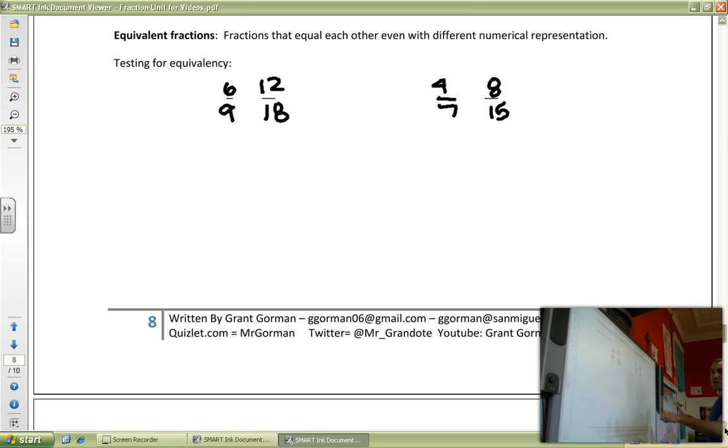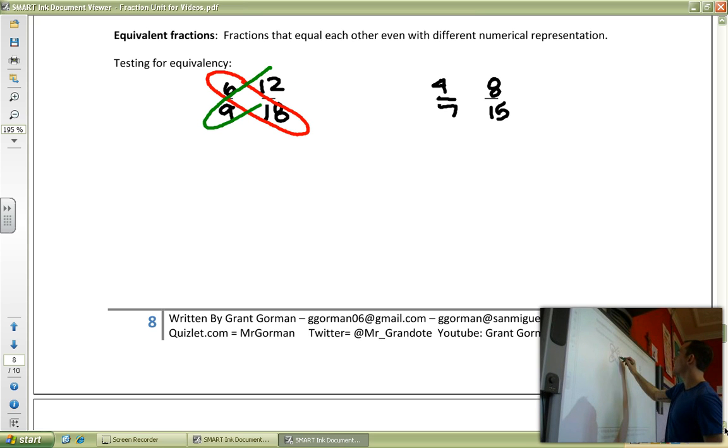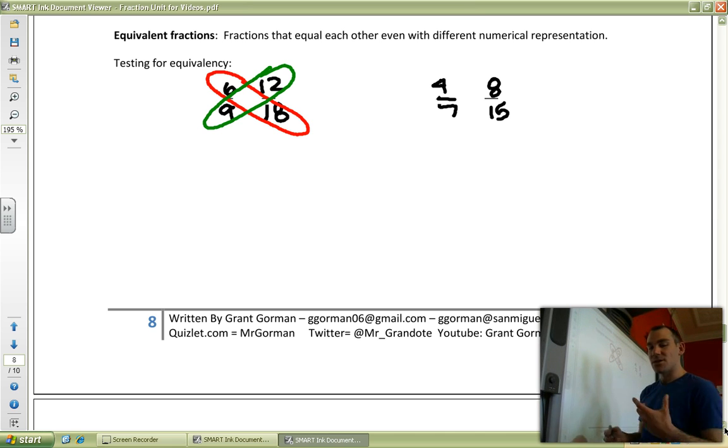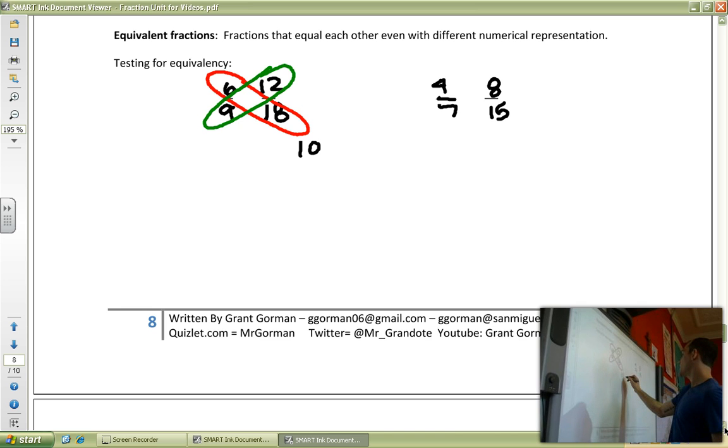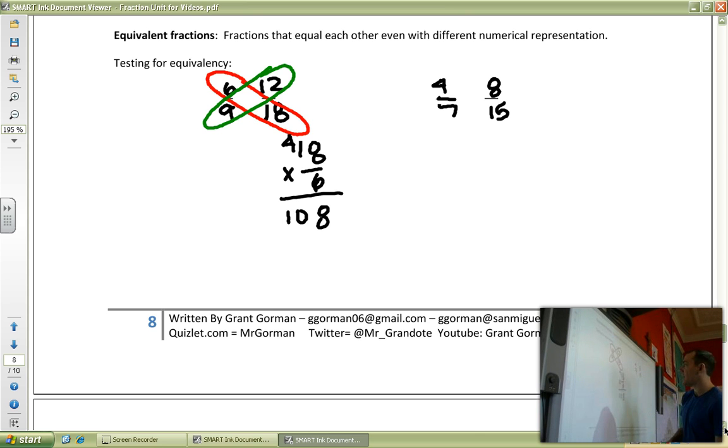When we're testing, we're going to use that thing called cross-multiplying, where we cross-multiply the numerator of one with the denominator of the other. So I'm going to make a cross, like this. In my first problem, I have 6 times 18. If you don't know what 6 times 18 is, don't be lazy, do the work. 18 times 6. 8 times 6, 48. 6 times 1 is 6 plus 4 is 10, 108. Very good.